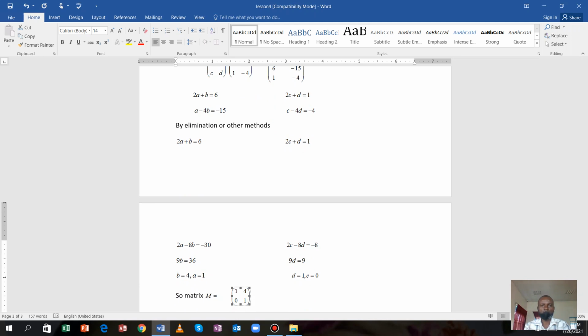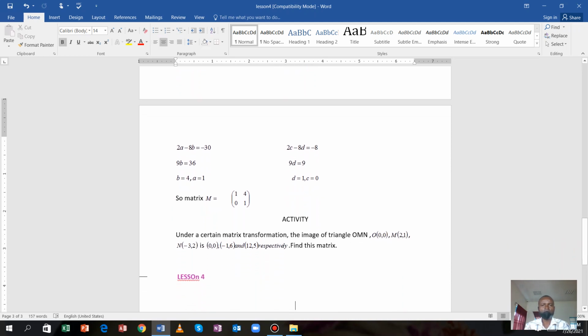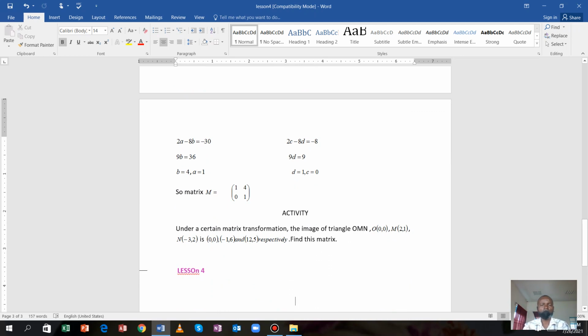I went to the other side, 2C plus D is equal to 1, C minus 4D is equal to negative 4. I eliminated. I multiplied by 4. And I eliminated this. The other one, I eliminated what? I eliminated C by multiplying the second equation by 2. Please, elimination method. So you get D as 1 and C as 0. So the matrix, once you have got the letters A, B, C, D, write it as a matrix. This time I'm not writing as coordinates. They want a matrix of transformation. So the matrix is 1, 4, 0, 1.